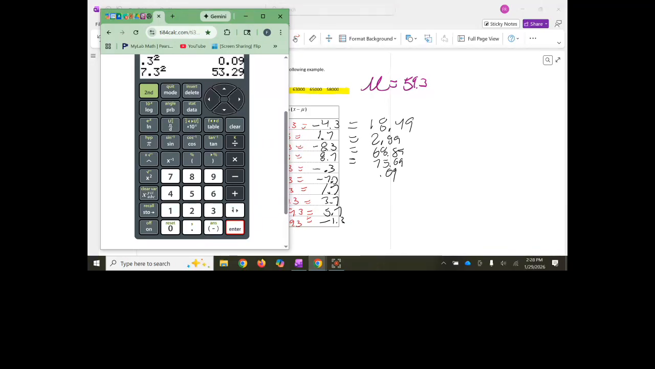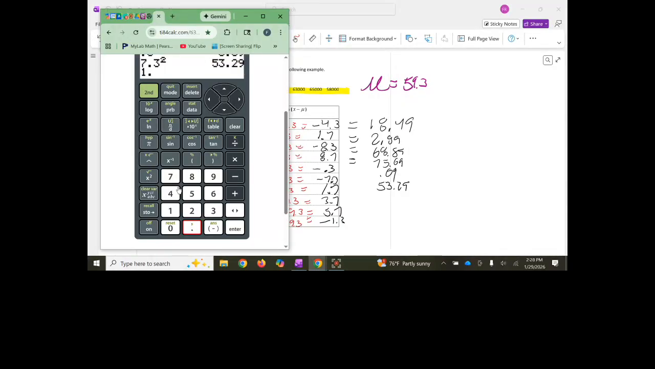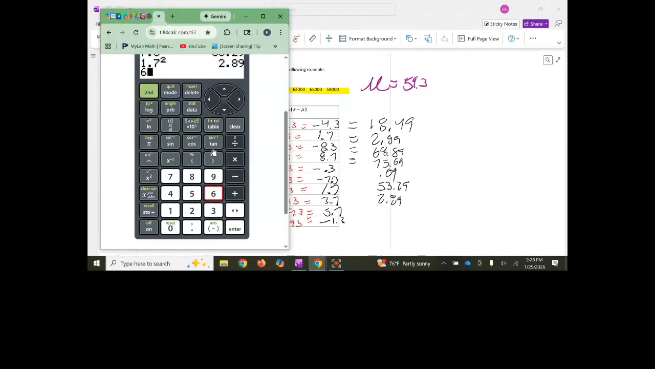53.29. Okay, almost done, y'all. Boom. All right, 1.7 squared, 2.89. 3.7 squared. Oops, sorry. 3.7 squared is 13.69.